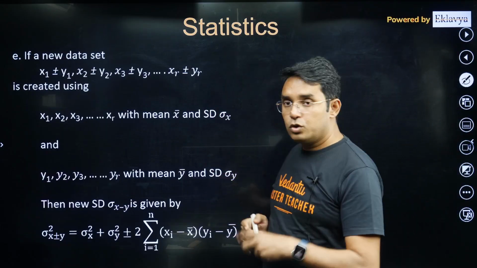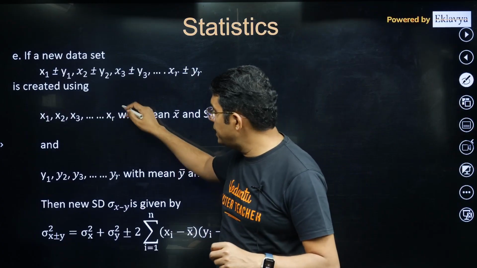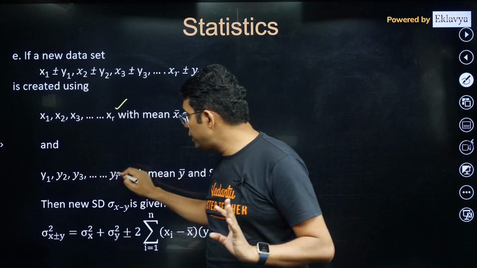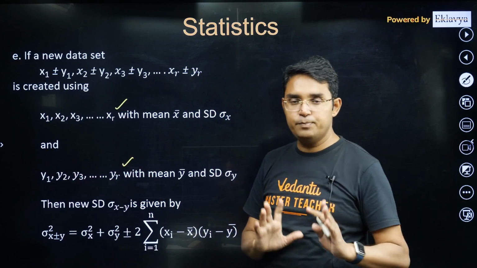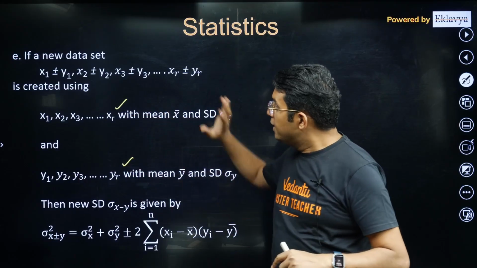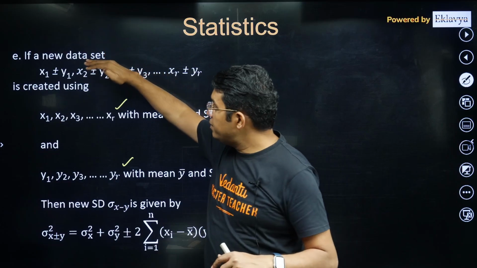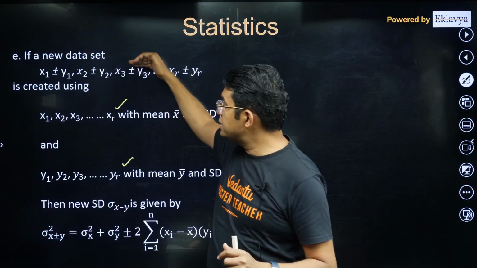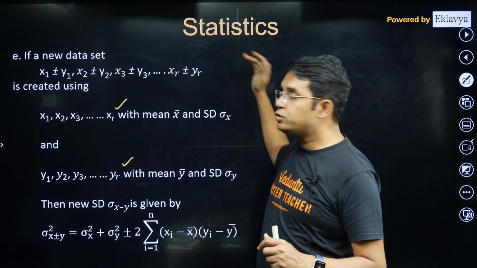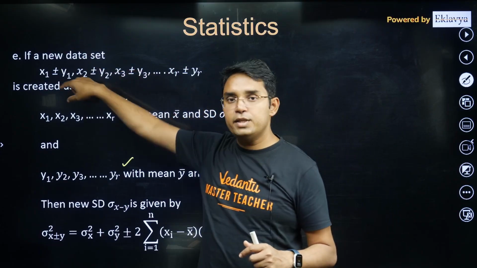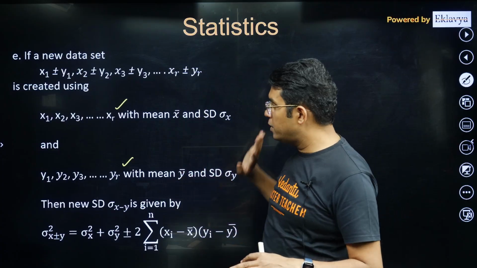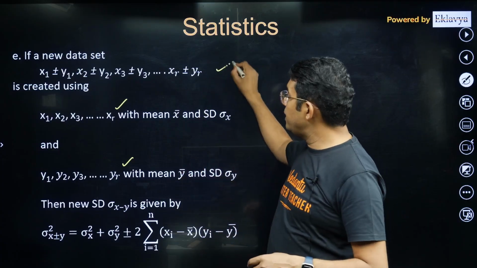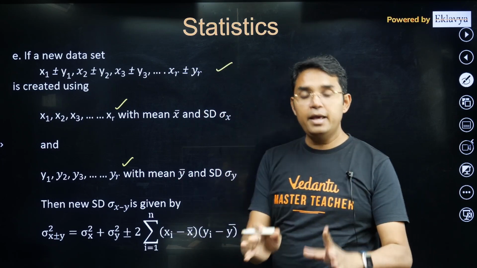If you are given two data sets x1, x2, x3, ..., xr and y1, y2, y3, ..., yr, both having an equal number of data points, r here and r here, then you want to create x1 plus y1, x2 plus y2, x3 plus y3, and so on. Or maybe in all the data you are taking the difference, x1 minus y1, x2 minus y2 and so on. Now you want to know what will be the combined mean and combined variance.